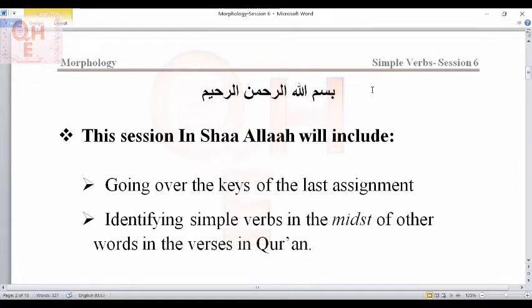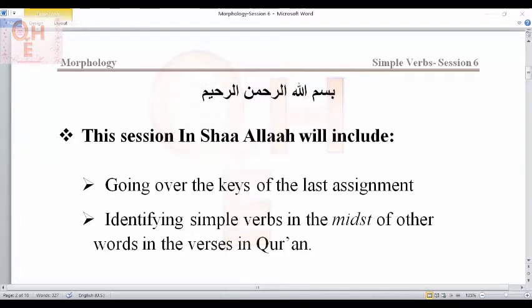In this session, inshallah, we'll go over the keys of the last assignment. There was a small assignment. And we will also identify simple verbs in the midst of other words in the verses in Quran. We have been so far identifying words that were given to us. How about when you try to find the simple verbs in the midst of other words? That is a little different experience. Inshallah, we will start that today.